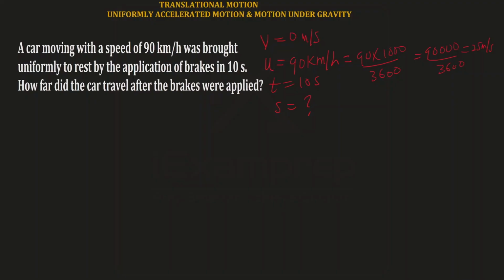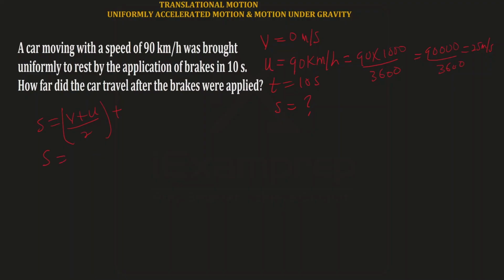Now, out of the 4 equations of motion, the one that has the parameters v, u, t, and s is s equals (v plus u) over 2, times t. So that is the equation we are going to use to solve this problem because it has all the parameters.